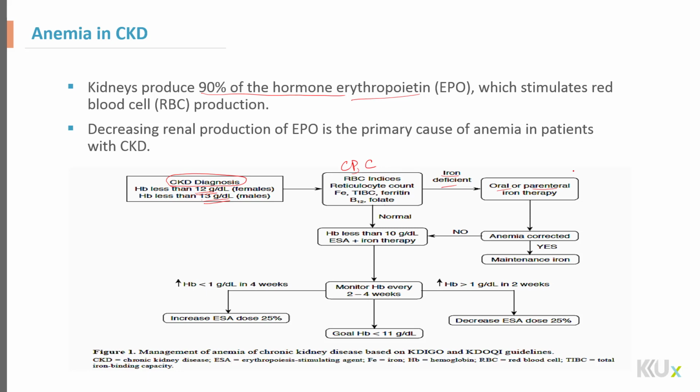If we find all are normal, but hemoglobin is less than 10, we should start ESA. ESA is erythropoiesis stimulating agents like epoetin or darbepoetin, as we will see in the next slide, plus iron therapy. And monitor the hemoglobin every 2 to 4 weeks. The goal is to reach hemoglobin above 11.